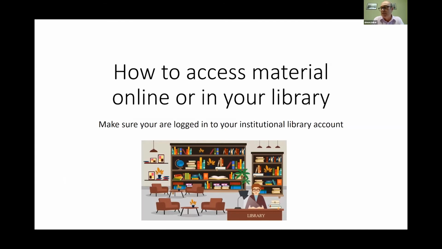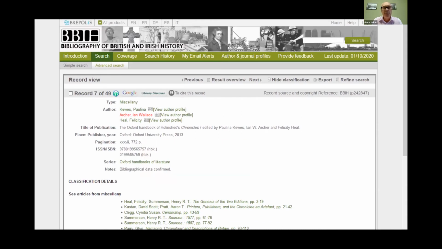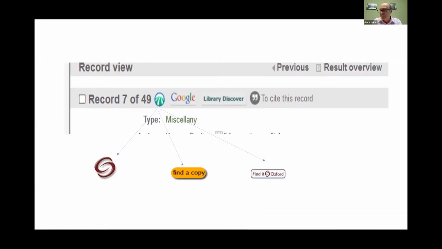Okay, research options. How to access material online or in your library. Make sure you're logged onto your institutional account because that will help in the seamless process. So if I'm looking for a book, in this case, the Oxford Handbook of Holinshed's Chronicles, I have a number of options. You can search for your library, which may appear as different logos. I've put a selection down at the bottom. You can search on Google Books or Library Discover.